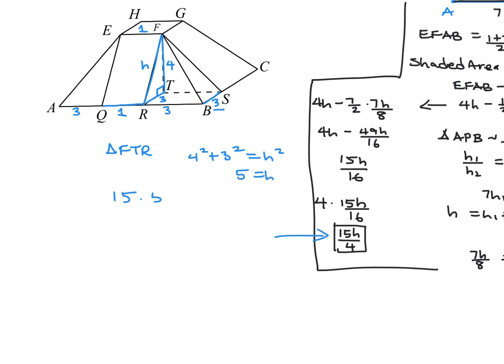So 15 times 5 divided by 4. That looks to me like 75 over 4. And there we have the correct answer to a relatively challenging question.